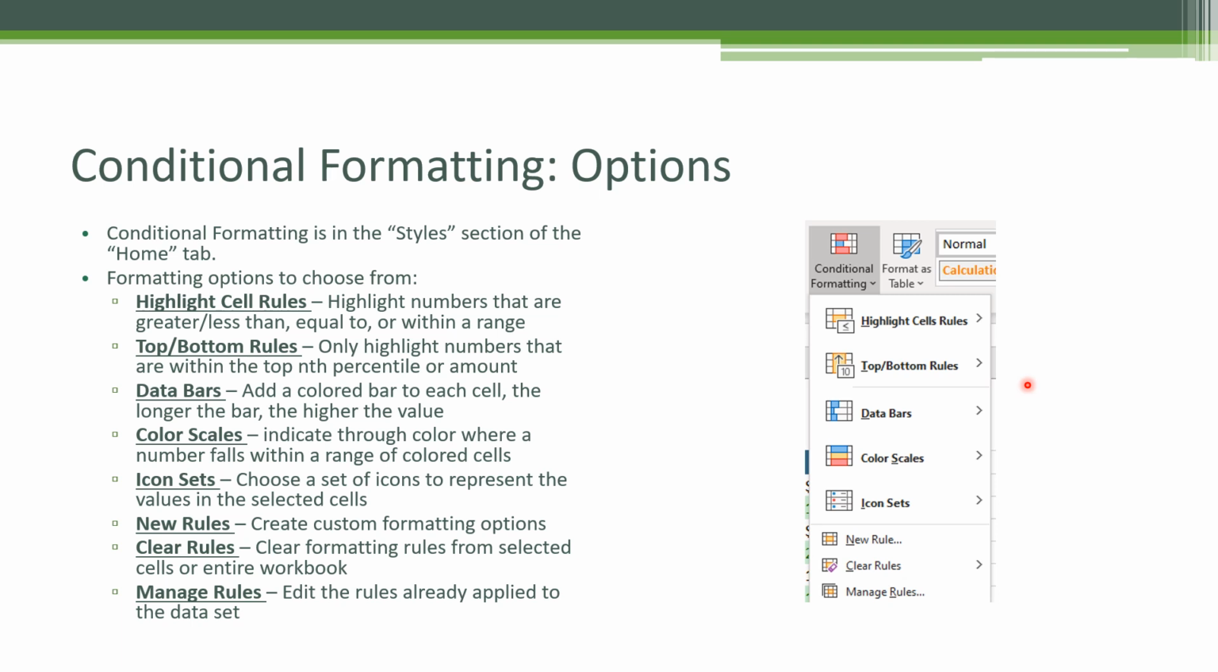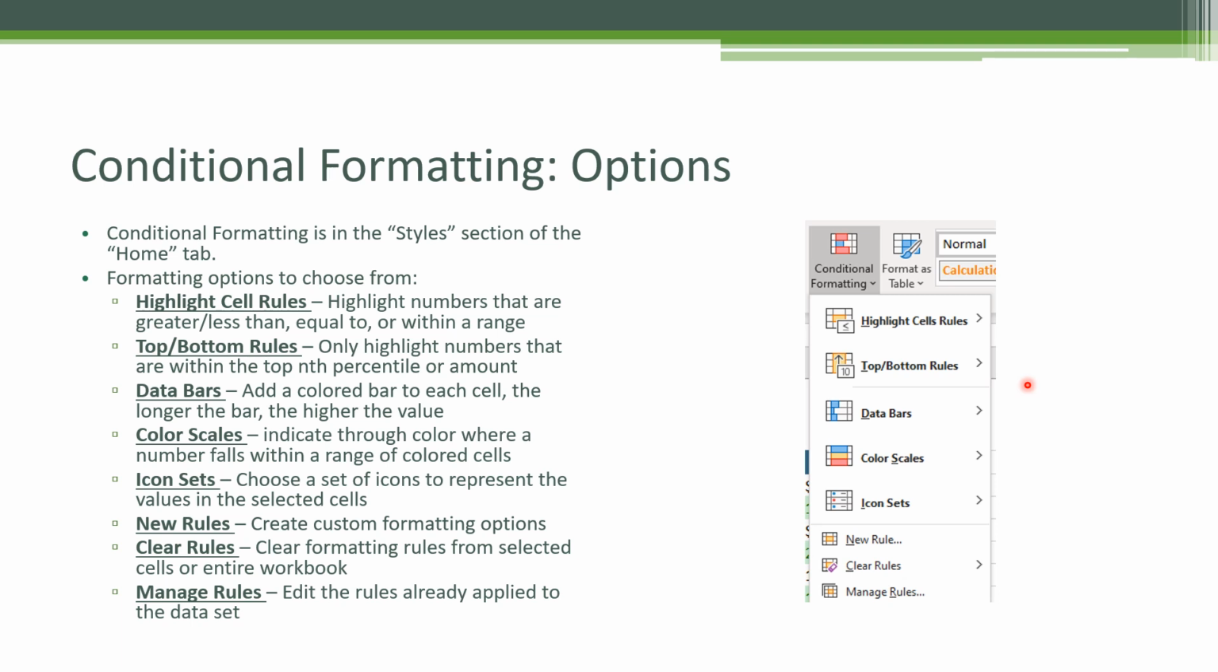So this will be giving you a gradient throughout the whole thing, where darker colors usually mean they're higher values and lighter colors are lower values, but that depends on which color scale you choose. It could be the opposite. Icon sets lets you choose from a set of icons that represent values in the selected cells. New rules lets you create custom formatting options.